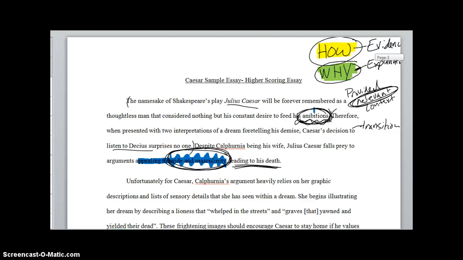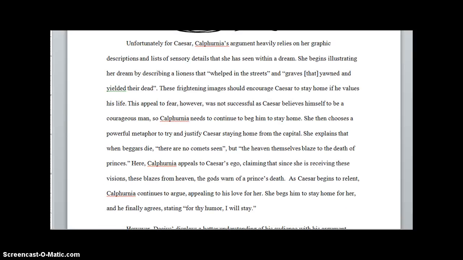So going down to this body paragraph, I'm going to be walking through this and just highlighting as I go and making brief notes. So the first thing I'll note is the topic sentence, right? The topic sentence states, "Unfortunately for Caesar, Calpurnia's argument heavily relies on her graphic descriptions and list of sensory details that she has seen within a dream." So this is an argument, right? Saying that she relies heavily on graphic descriptions and sensory details. So that's probably what the rest of the paragraph is going to be about.